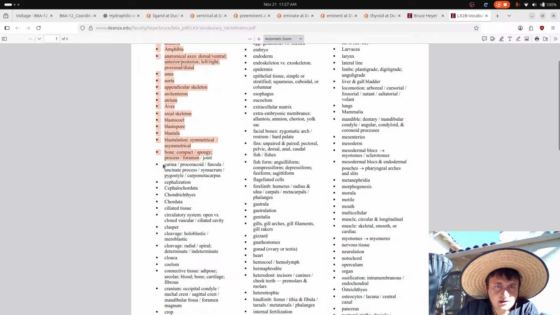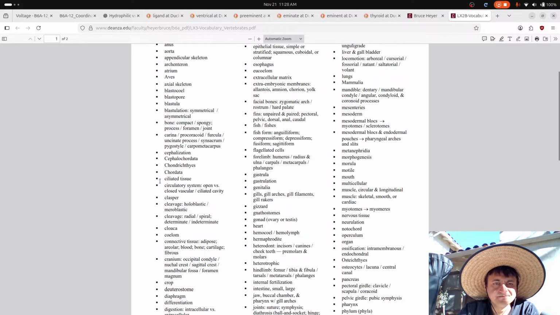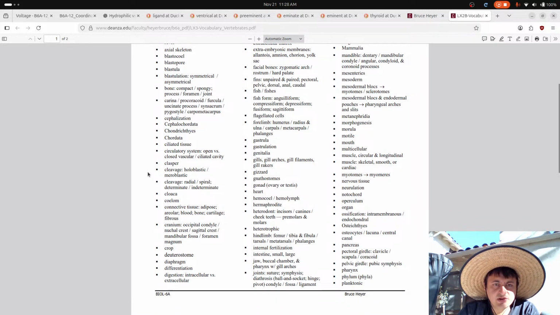Oh, I don't know about that. Carina, procoracoid foramen. Oh, I don't know any of that. That's crazy. Carpometacarpus? What the fuck? Cephalization, cephalochordata, chondrichthyes. I think chondro is like cartilage, but I don't know that one yet.